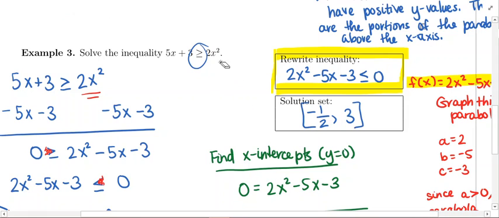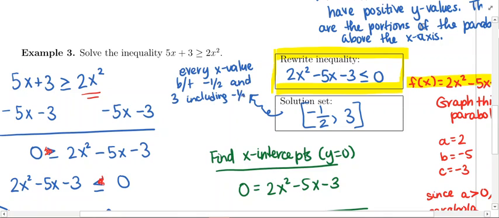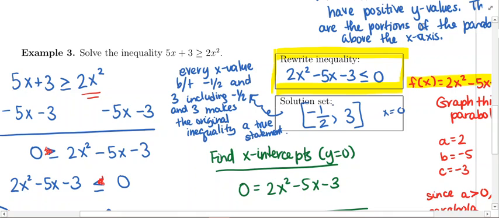Okay, this is the solution set. So I'll even write it here. What this means is every x value between negative 1/2 and 3, including negative 1/2 and 3, makes the original inequality a true statement. So for example, x equals 0 is in this interval. It's a number between negative 1/2 and positive 3. So if you plug it into the original inequality, you should get a true statement. Let's try it. 5 times 0 plus 3, is that bigger than or equal to 2 times 0 squared? Well, the left side turns into 3, the right side turns into 0. Boom, true statement. Okay? All right, let's try another one.